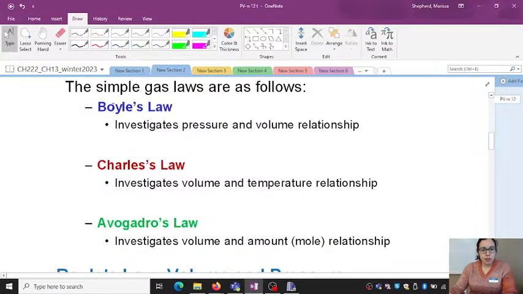And so the simple gas laws are going to be Boyle's, Charles's, and Avogadro's, so we'll go through them. Boyle's investigates the pressure and volume relationship. Charles's is volume and temperature, and Avogadro's is volume and moles. But again, we'll go through them separately.